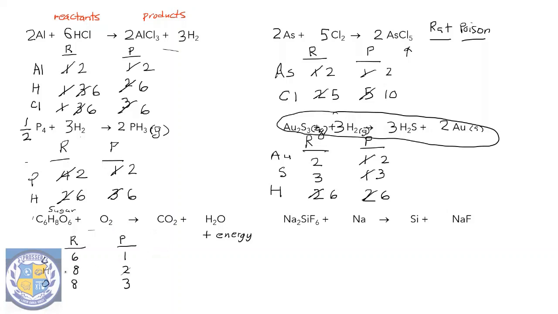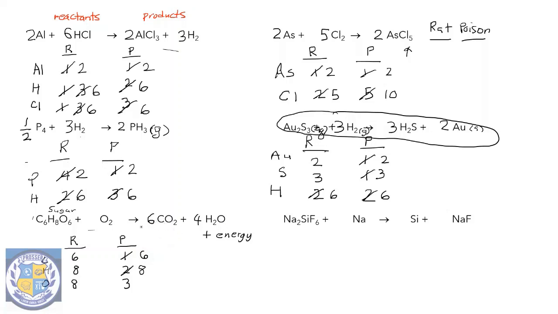We got 8 hydrogens on the left and 2 on the right. What times 2 equals 8? 4. So 4 times 2 equals 8. That'll change this 2 to an 8 on the product side for the hydrogens. What about the carbons? We got 6 on the left and 1 on the right. So I'm going to put a 6 on the product side in front of the carbon dioxide, and that'll change the carbons to 6 on the right.